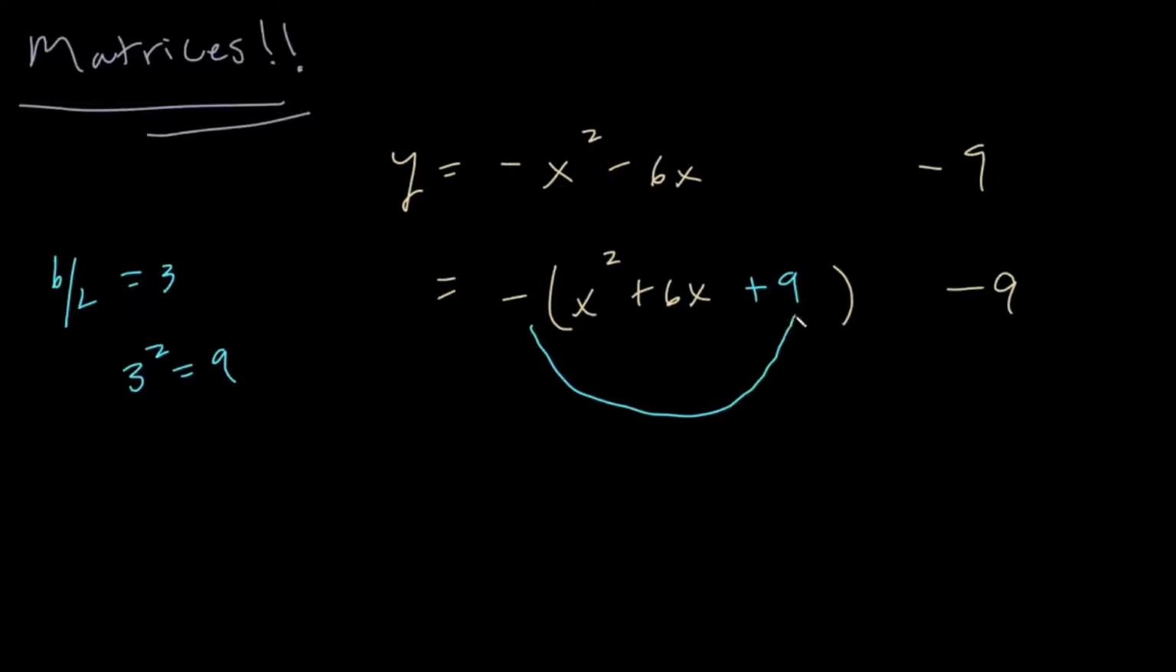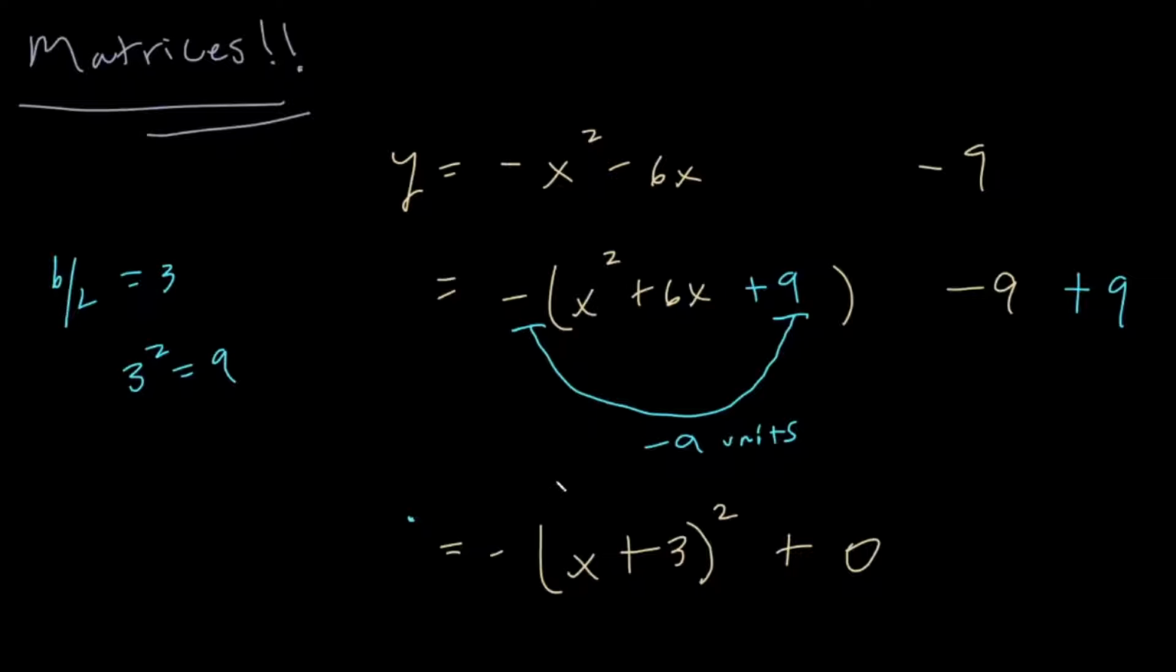What did I just create? I created negative 9 units. Well, I need to do the opposite, so I add 9. So here I get, this negative stays on the outside, this factors as x plus 3 squared. Keep the sign, divide by 2, 6 divided by 2 is 3. Negative 9 plus 9 is plus 0. And you don't have to write plus 0. So does that answer your question?